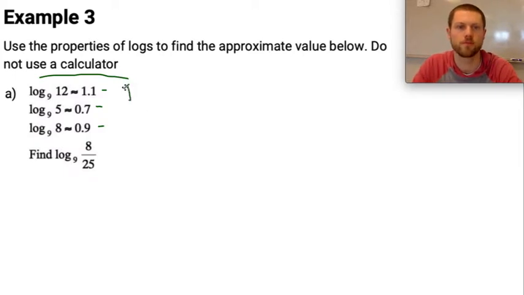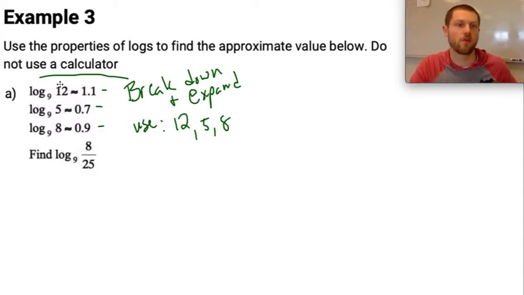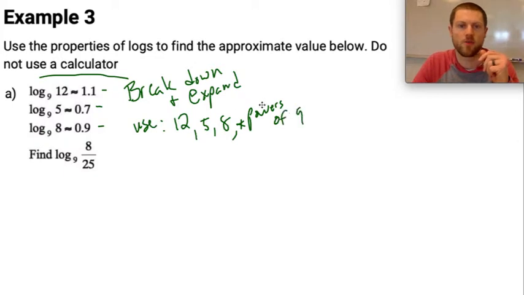I want to try and break this down using the properties of logs, and I want to expand this logarithm here. My hope is to use the given logs with base 9 of 12, 5, and 8. If I'm seeing factors of these that I can use, a 12 or 5 or an 8, that's what I want to break this thing down into. And I should also add that what's not listed here is powers of 9. If I had a power of 9, since I'm log base 9, I could figure out that value pretty quickly.